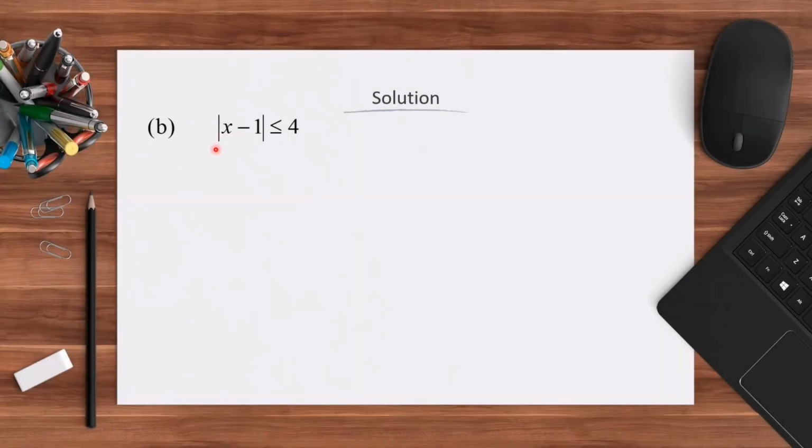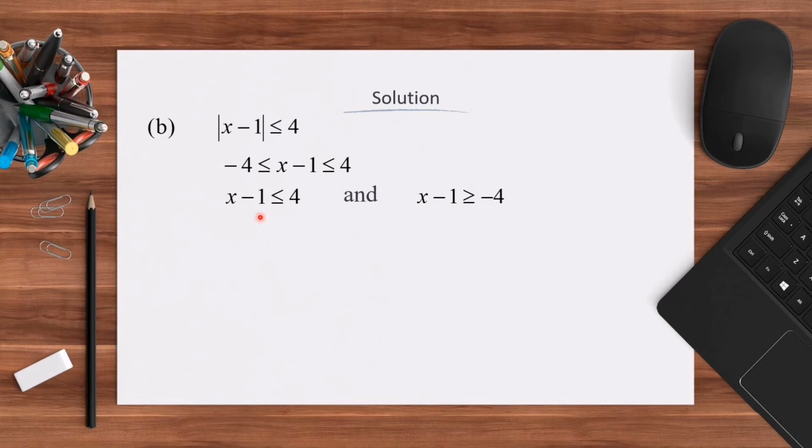The solution for question B, absolute value x minus 1 less or equal to 4 can be interpreted as x minus 1 more or equal to negative 4 less or equal to 4. Similarly, we can write as x minus 1 less or equal to 4 and x minus 1 more or equal to negative 4. And then, we solve separately these two inequalities.